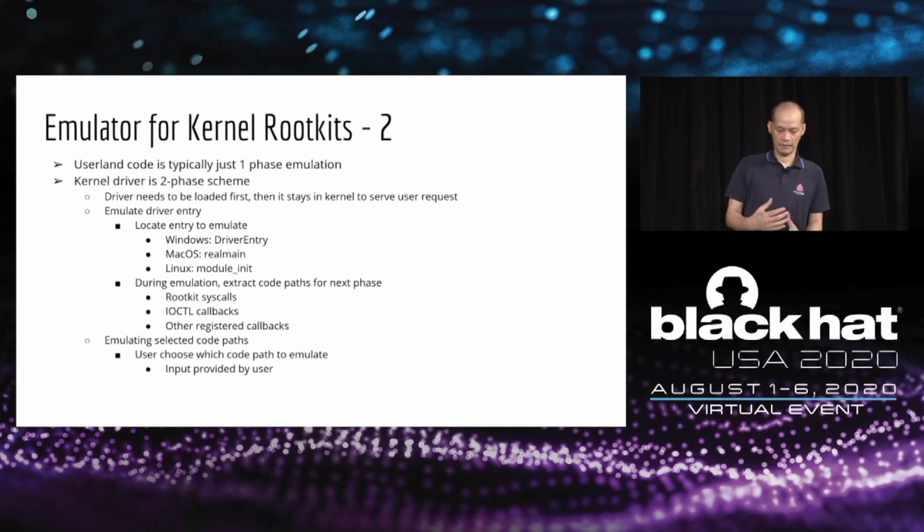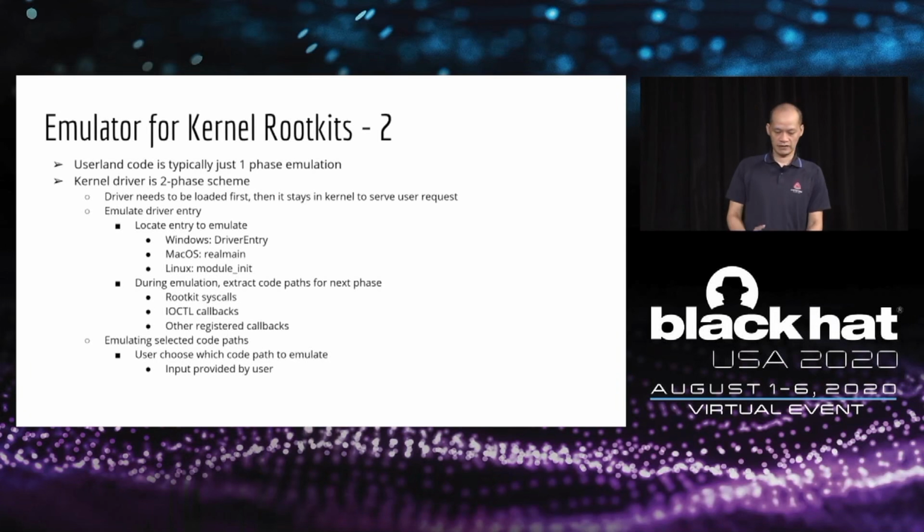But during this phase, we need to monitor and check the code path so that we can see when the kernel rootkit was initialized. So first of all, we want to check the rootkit system calls, because a rootkit can override some system calls inside the system. We need to retrieve the I/O control callbacks and many other registered callbacks that depend on the platforms.